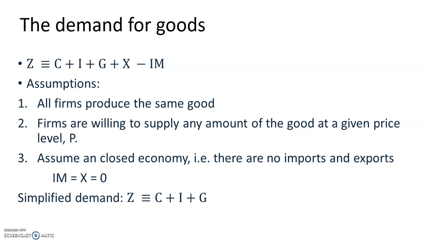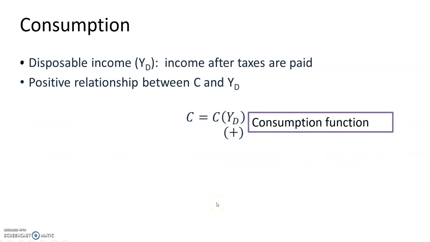Remember, we use these assumptions to simplify the reality so that we can deal with the situation at hand. The demand for goods Z is simply the sum of consumption plus investment plus government spending. Consumption. We will now discuss each of these three components C, I, and G. So let's start with consumption.